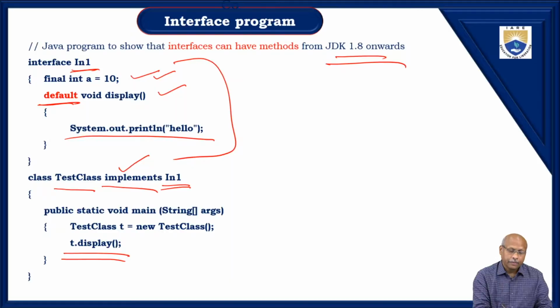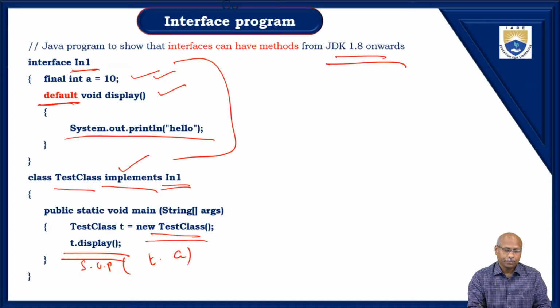Now I am creating an object of the test class. Then I am calling t.display. Then automatically I will get hello. Of course, if you want, you can print system.out.println t.a also. So I can access it also. Okay, I will show you that output also.